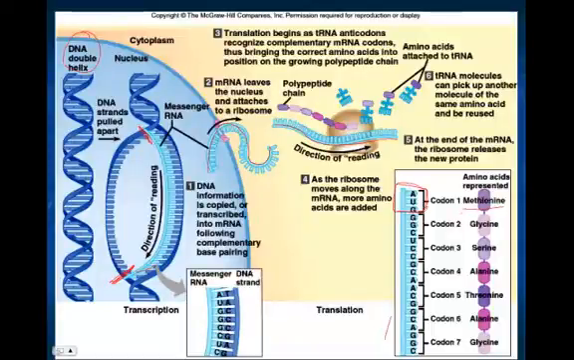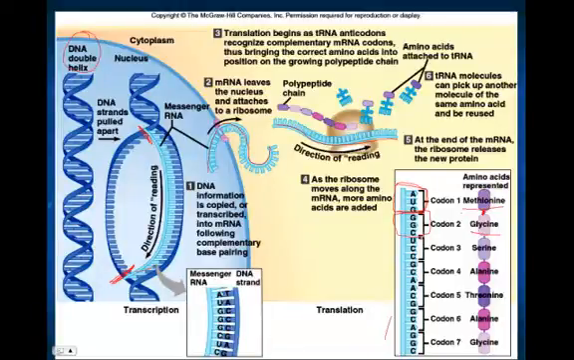Now it's going to read the second 3 nucleotide bases, and the second 3 nucleotide bases are going to code for glycine. So a transfer RNA will be brought in, bringing in the appropriate amino acid coded by those 3 letters. Glycine will be brought in, and then glycine will form this peptide bond with methionine.